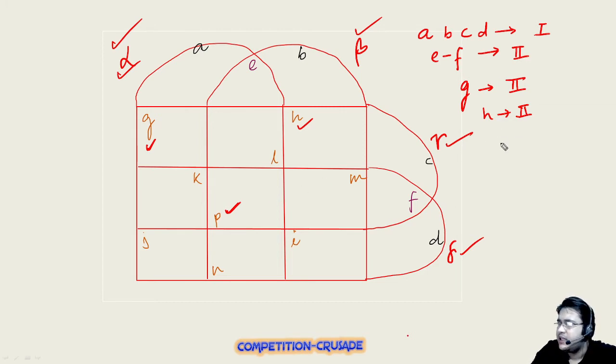So what about this P? This P is present in alpha also, in beta also, in gamma also, and delta also. So P is exactly 4. Now I would not go any further.